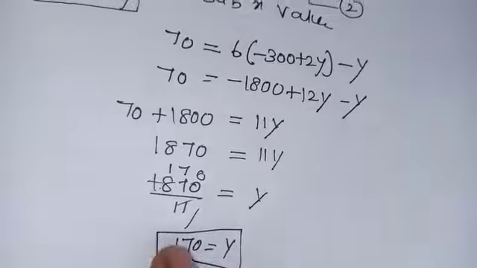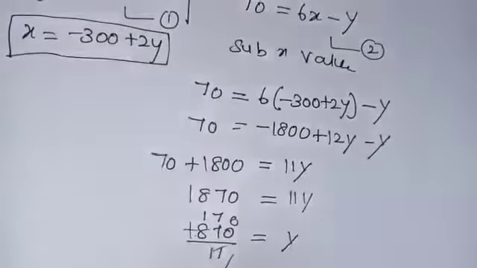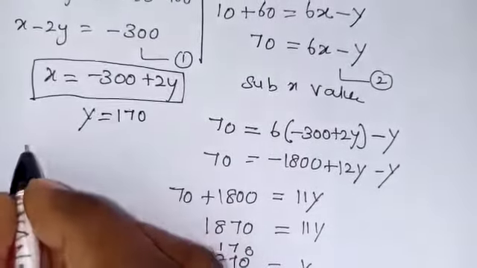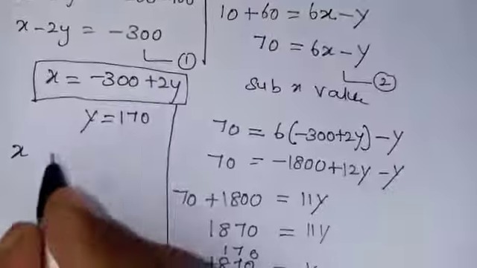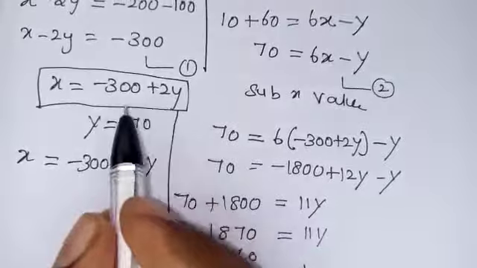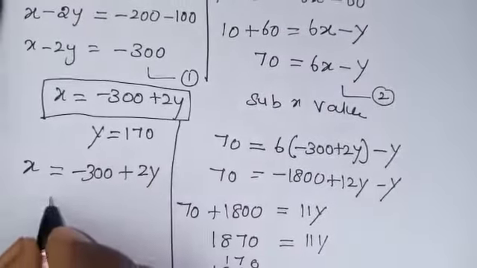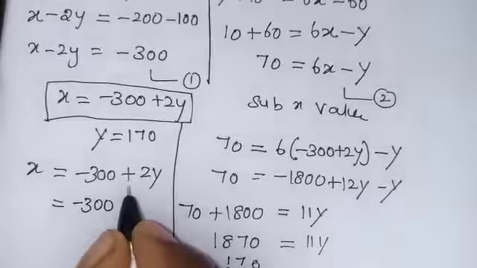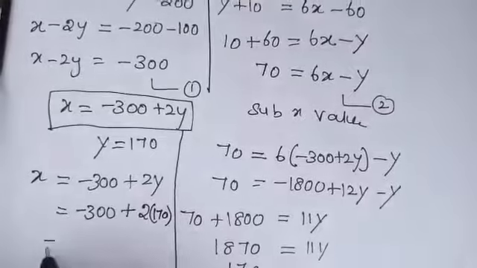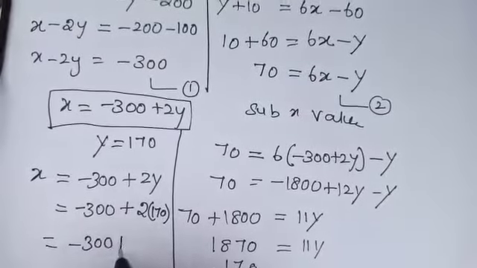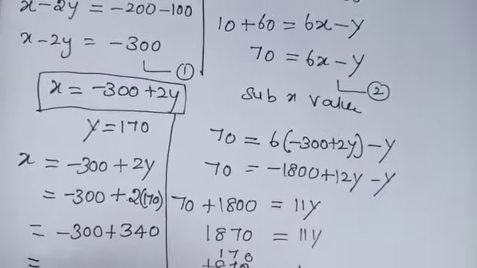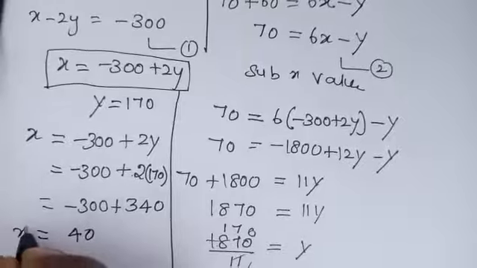So the Y value we are going to substitute in the first equation. We know that Y is equal to 170. Let us substitute here. So X is equal to minus 300 plus 2Y, that we already found from the first equation. Take this minus 300 as it is. Plus 2 into Y value, this 170 we have to write. So minus 300 plus 2 times 170, which is 340. So minus 300 plus 340 will give you 40. So X is equal to 40.